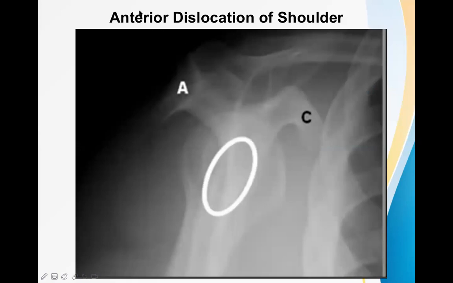This is another X-ray which is showing the anterior dislocation. This is anterior. Look at the head of the humerus here. Here is the head, the big head, okay? The anterior dislocation. This is the coracoid process. So the head is present below the coracoid. This is the coracoid process. So below the coracoid, subcoracoid type of dislocation.